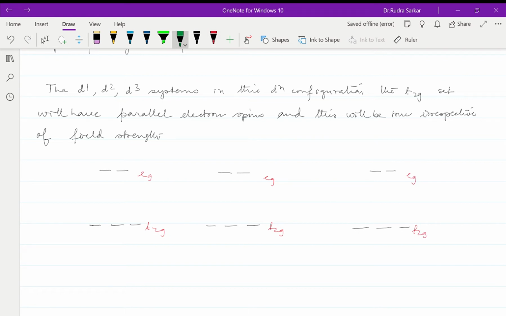So basically 1, 1, 2, 1, 2, 3. So it is basically obeying Hund's rule of maximum multiplicity and Pauli's exclusion principle. As simple as that.